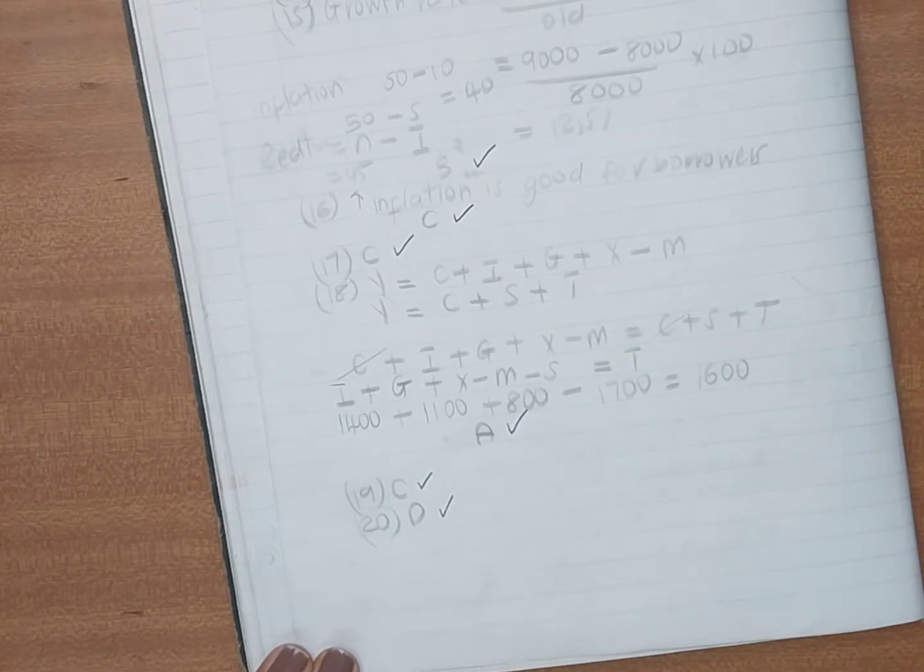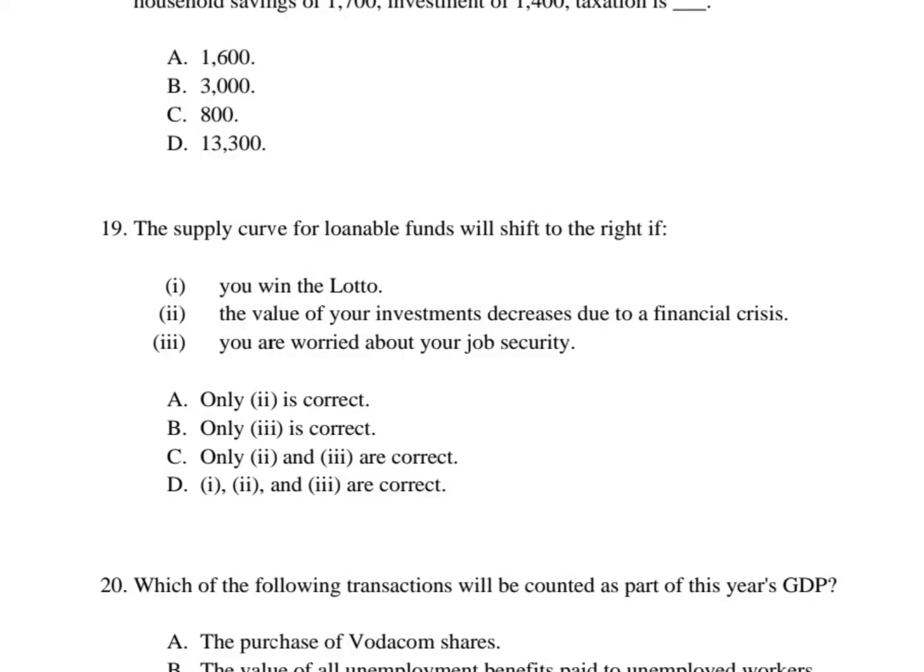Two more questions to go. The supply curve for loanable funds will shift to the right if, so they are saying the supply will increase if what? If you win lotto, you are not going to have the incentive to save, because you're not thinking about saving, you're thinking about spending the money, right? So the first one is out.